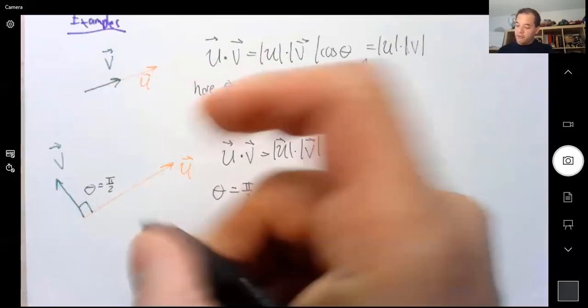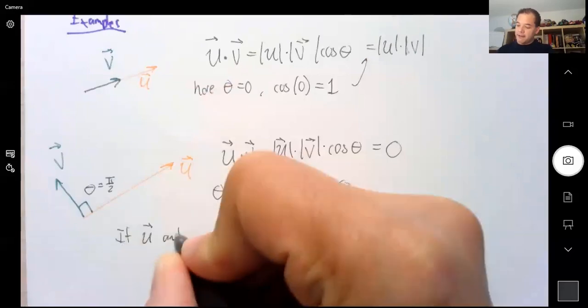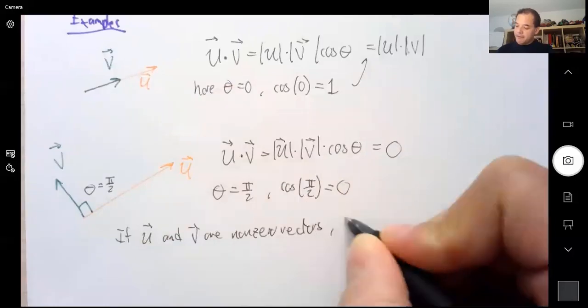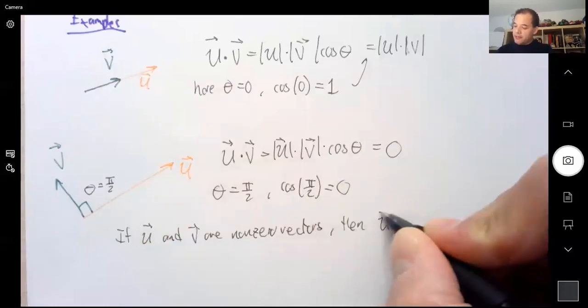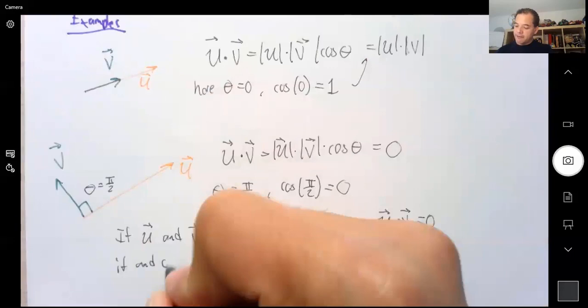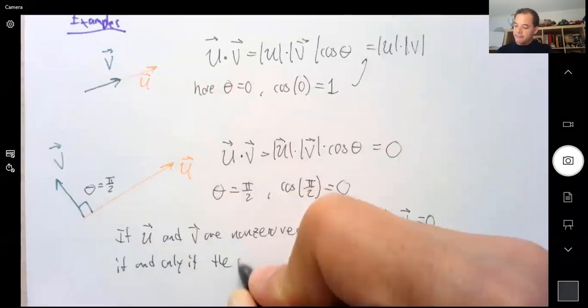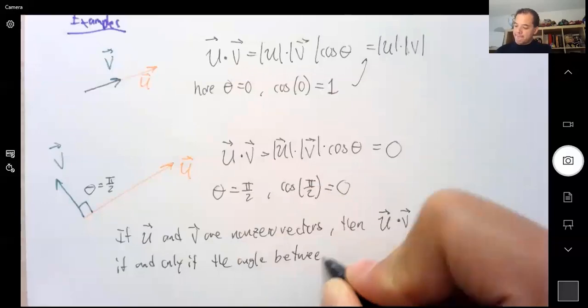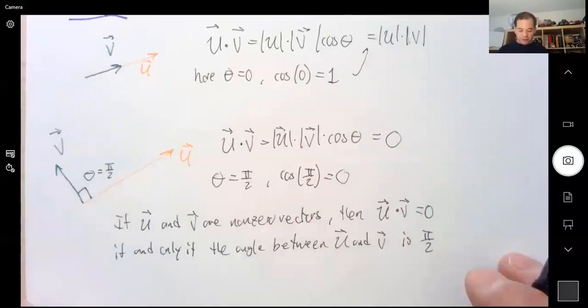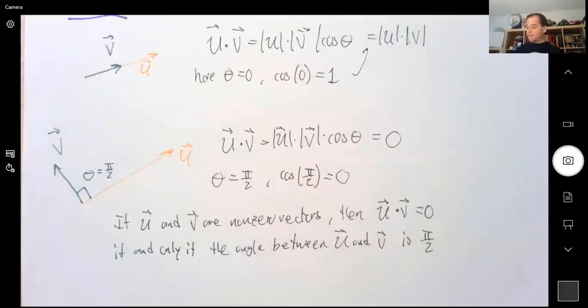So we learned that if u and v are non-zero vectors, then u dot v is 0 if and only if the angle between them is 90 degrees. We say that the 2 vectors are perpendicular. All right. So let me show some better pictures from the book, and then we'll keep talking about this dot product.